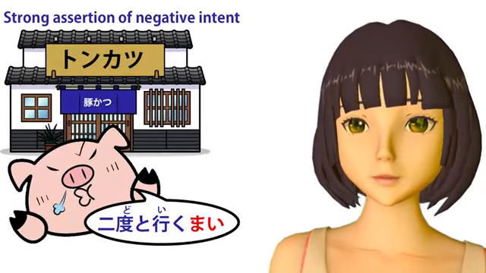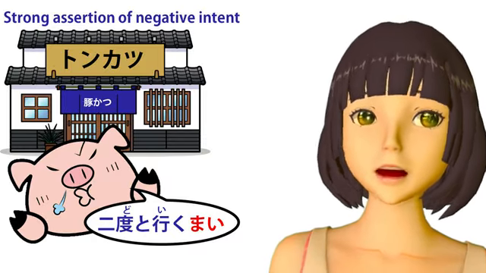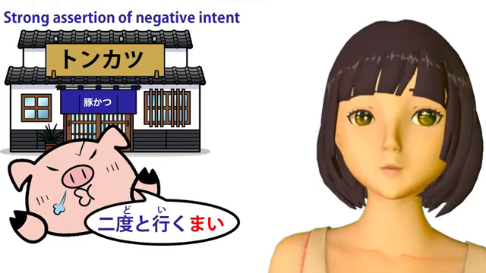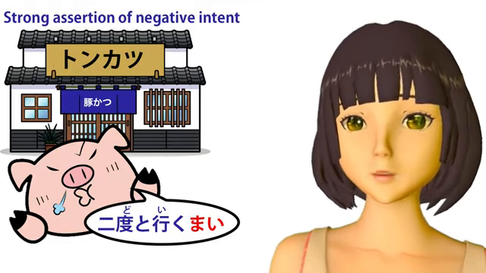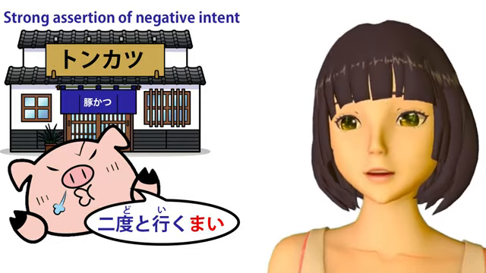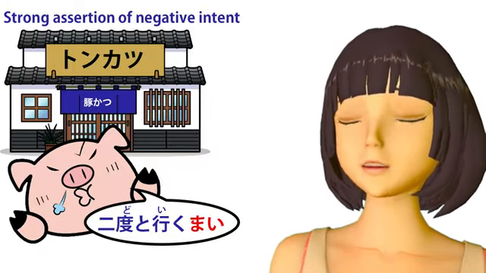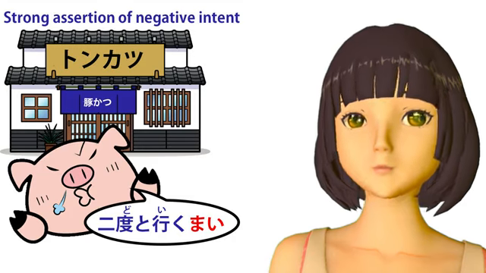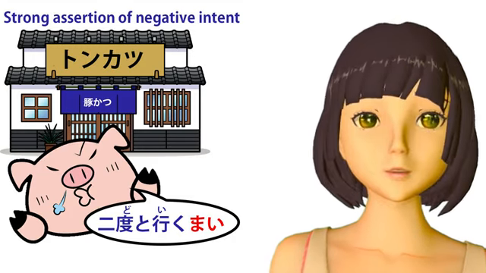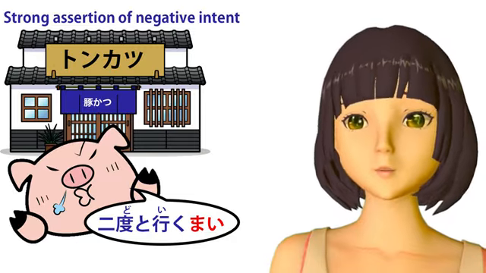However, it is also used in one other negativizing structure that is directly equivalent to the positive, where we can say, Nido to iku mai. I won't go there again, literally, I won't go a second time. Here, when it's not expressing a likelihood or possibility, it's expressing a strong decision or determination not to do something.